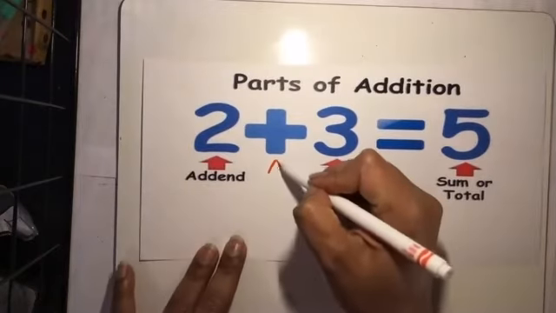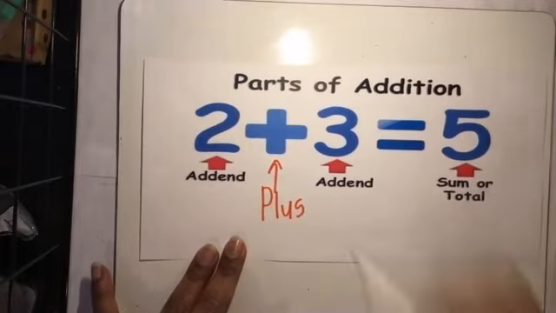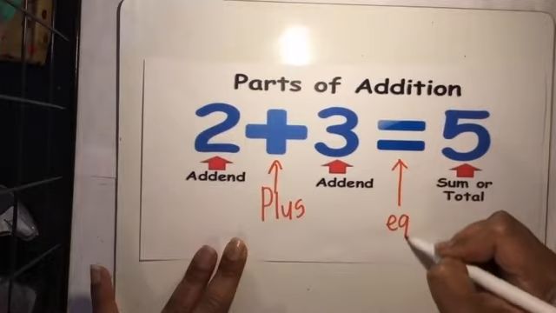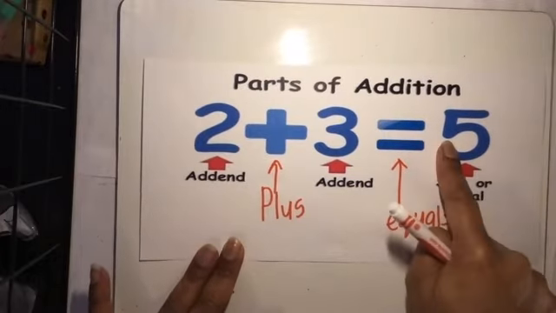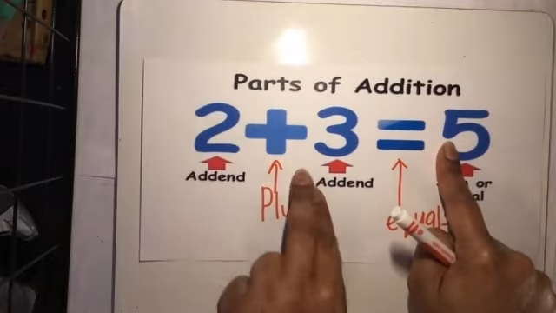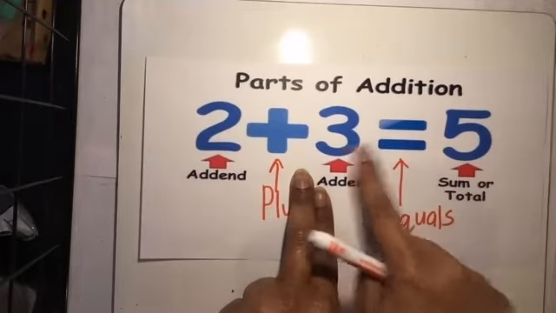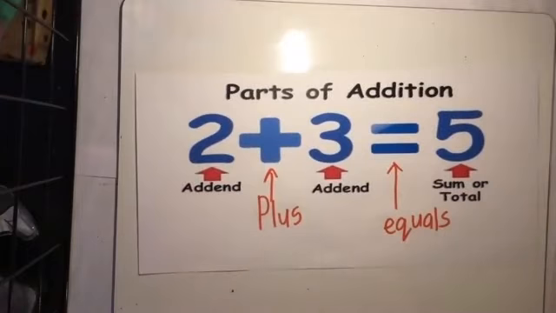Remember this right here is called the plus sign. I'm going to write that plus. It's called the plus sign. This right here is called the equal sign. Equals basically means whatever's on this side needs to be equal on this side of the equal sign. So that means it's true on both sides for the number sentence to be true. So when we add, remember we're joining, we're putting together, okay? We're finding out in all.